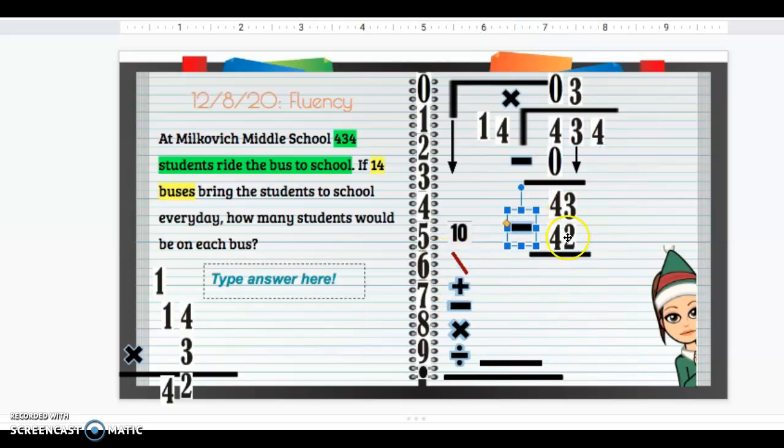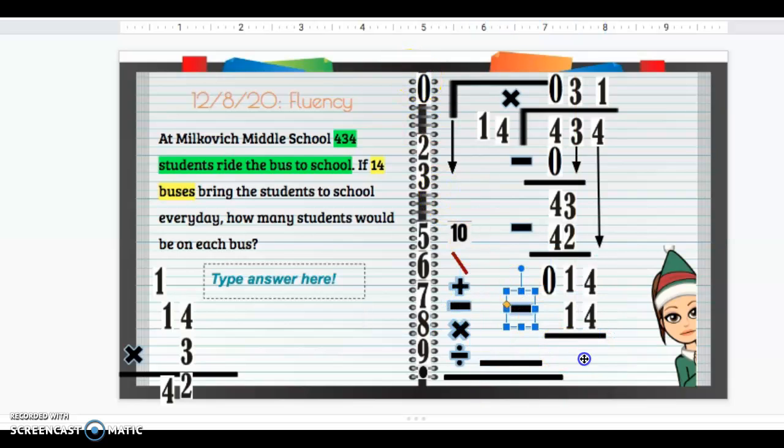I subtract 3 minus 2, 1. 4 minus 4, 0. And then I got to bring down the 4. And look at that, I got 14 down there. So how many times does 14 go into 14? That's 1. And then you guys will have enough ones. You won't have to worry about that. And you subtract those. And you get 0.